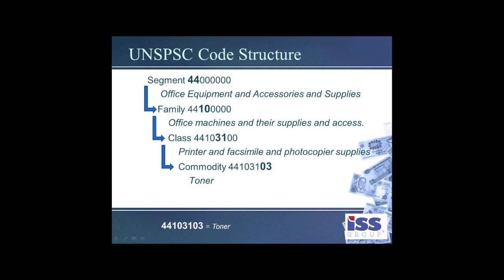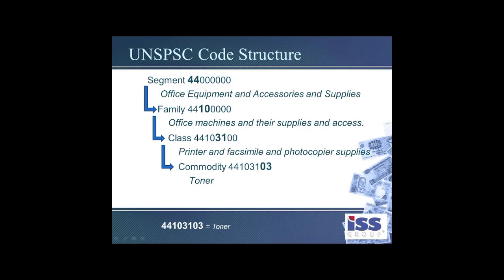So here's the code structure. Again, as we talked about a couple of slides ago, there is this segment. Segment 44 is office equipment, accessories, and supplies. Within that, we can drill to the family, that is office machines and their supplies and accessories. Class within that of 31 is printers and facsimile and photocopier supplies, and the commodity within that of 03 is for toner. So if anywhere in the system you see 44103103, you know that it's for toner that is used as part of photocopier supplies, and it is part of the top-level office equipment and accessories.